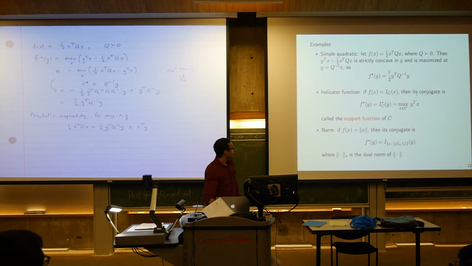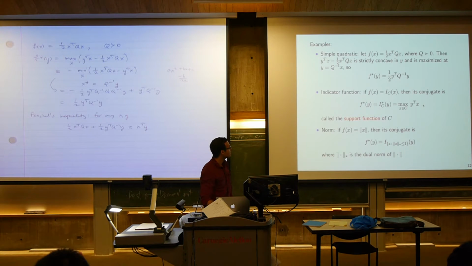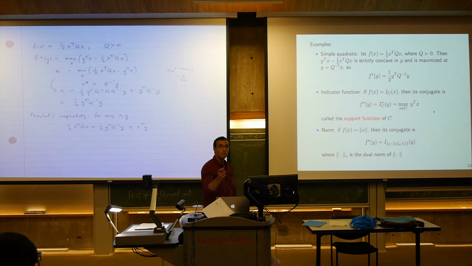So for an indicator function, the conjugate is just the maximum over all x of y transpose x minus the indicator function. That's how we define a conjugate. But if I subtract off the indicator function, that thing's going to either be 0 or negative infinity. It's going to add either a 0 or a negative infinity to the criterion, depending on whether x is in the set or not.